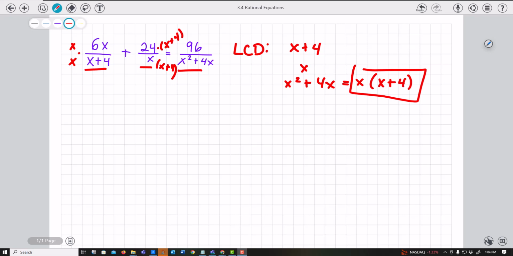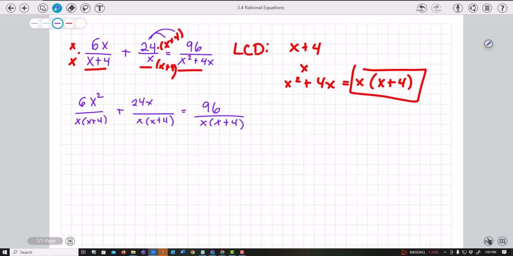So now that I have a least common denominator, I can rewrite each of these over x times x plus 4, x times x plus 4. And I'm not doing anything with this one, but let's just go ahead so you can see they're the same denominators, and let's factor it. So here I have 6x and I need to multiply it times x. So 6x squared. This is 24 times x, which is 24x. And then 24 times 4, which would be 96, so plus 96.